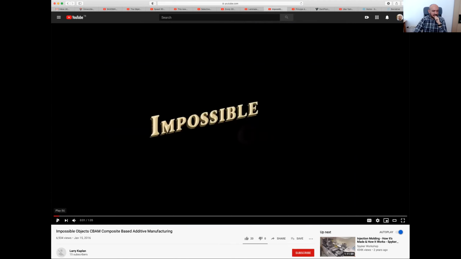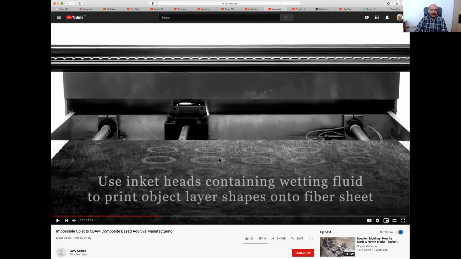So this is a bit different. They first print these slices on a larger sheet. This is how they do it. This is a composite sheet, and they extrude some kind of special resin material onto that sheet so that once they cut them into smaller parts, they can easily be stuck together.